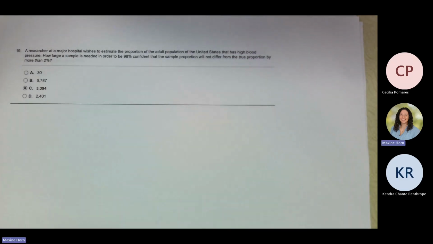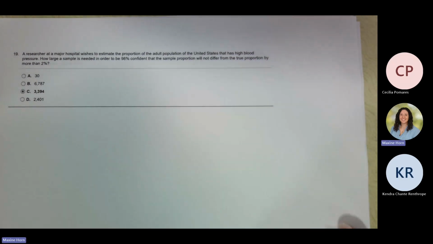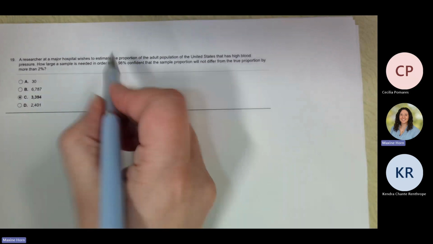Okay, a researcher at a major hospital wishes to estimate the proportion, right?